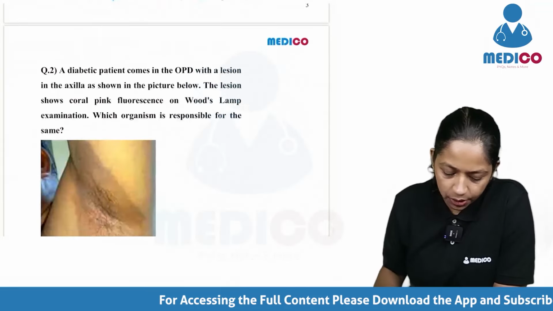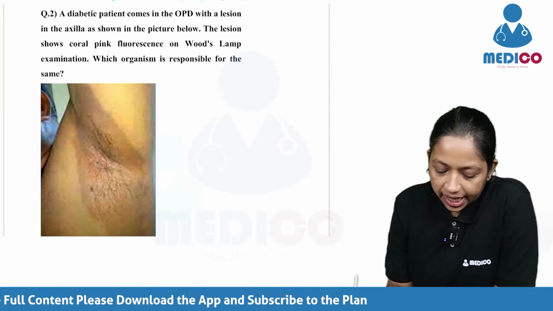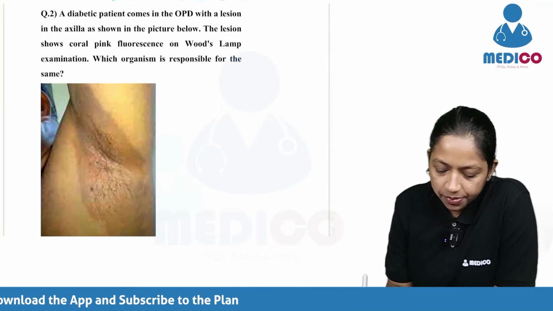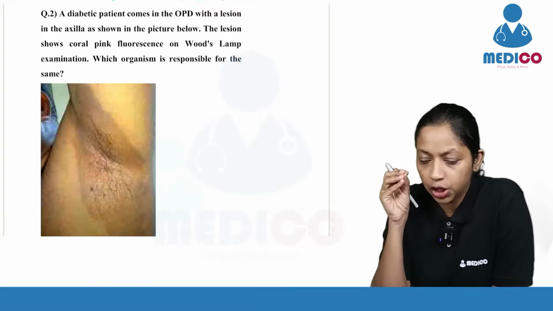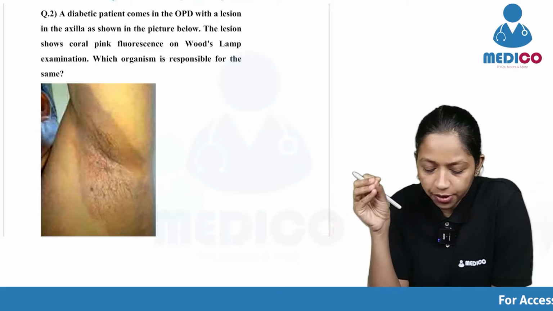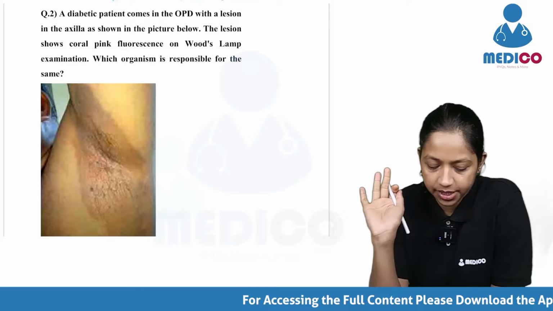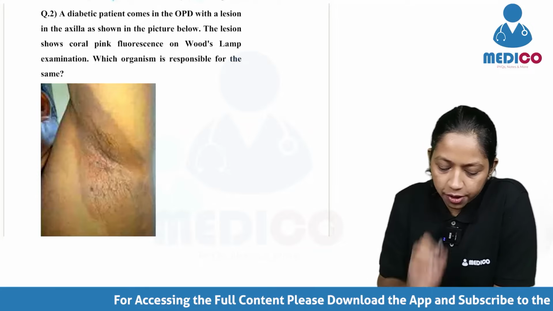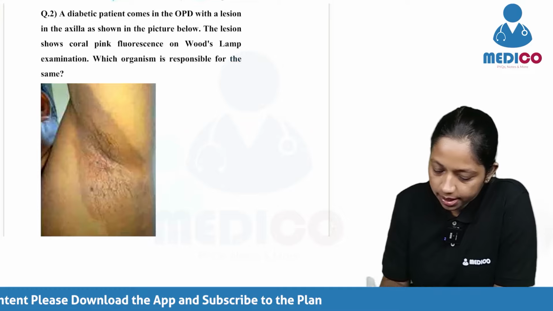Now let us go to the second question. So again, let us read the question first. There is a diabetic patient that is coming to the OPD. So in a question, we will have a lot of things that are cues for the answers, and we'll have a lot of distractions. So it is important for us to pick up the cues and discard the distractions that are present. So in this, we are not sure if the diabetes is important or not. Let us see the rest of the question.